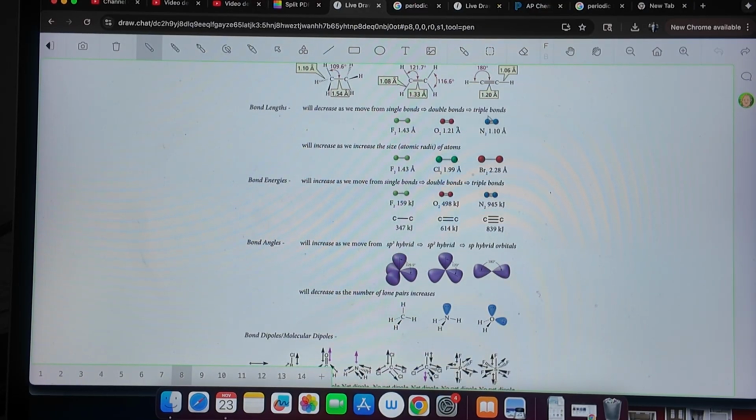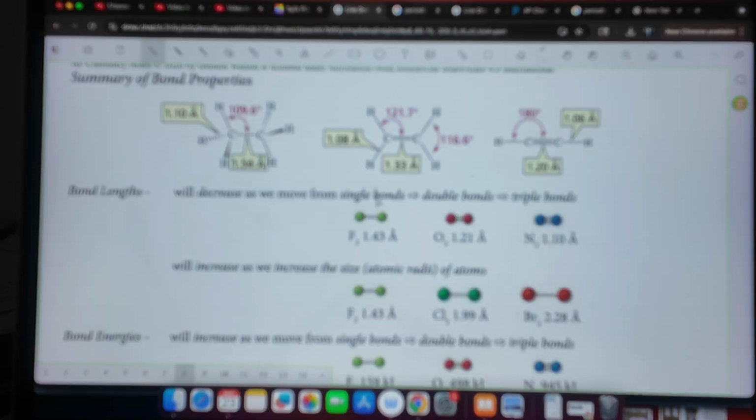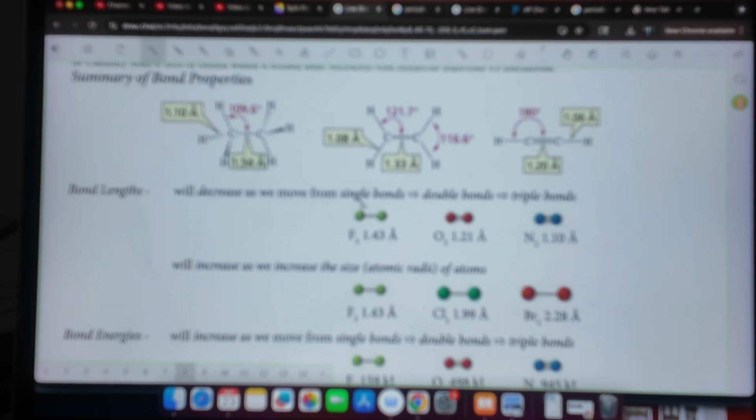Okay, let's see here. Let's talk about bond length. So summary of bond properties, bond length. As we move from single bonds to double bonds to triple bonds, it gets smaller. And we talked about this in class. If you're holding hands, just one hand with someone, you're going to be pretty close to them. When you hold 2 hands with someone, you'll notice that your bodies are closer. If it was possible for you to hold 3 hands with someone, you will notice that you were even closer. These are angstroms. Just another way to measure really small things, angstroms.